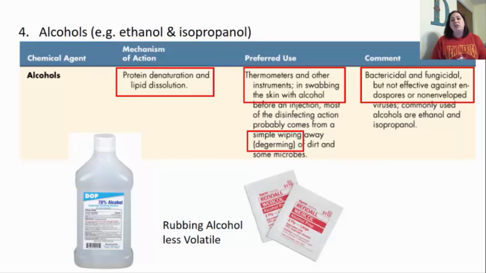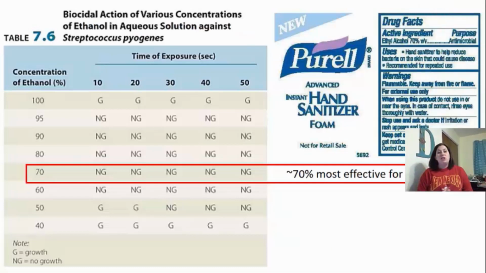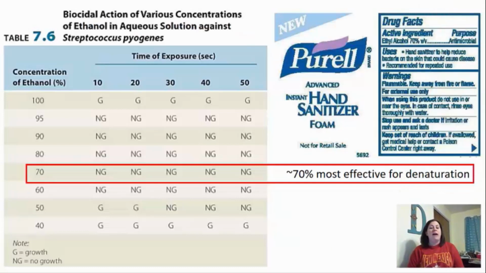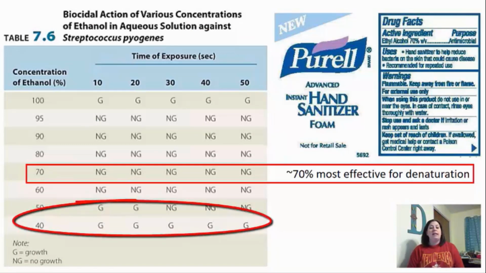This is bactericidal and fungicidal, biocidal, but not effective against endospores or enveloped viruses. And so again, we can use this. This is rubbing alcohol. This is less volatile than just normal alcohol, and this is why they have a different percentage to them. Now, these percentages are kind of important because we find that if the percentage is too low, like 40 or even 50%, we see that the growth still happens with a lot of these types of bacteria.